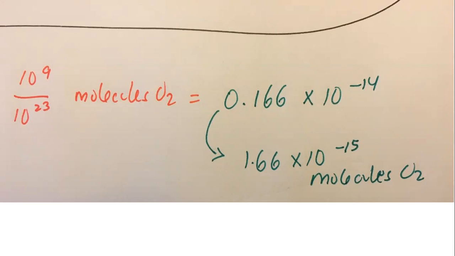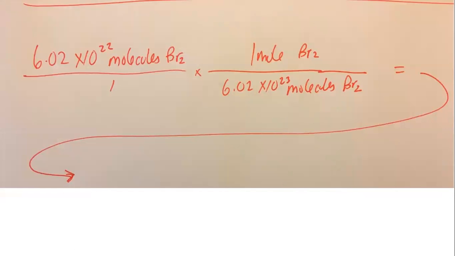And when they're negative exponents, the bigger the negative, the smaller the number. And this answer should be 1.66 times 10 to the negative 15th moles of molecules. That says molecules. It should not. It should say moles.